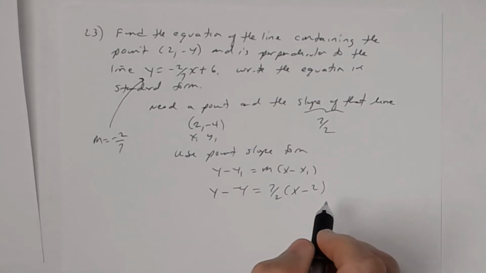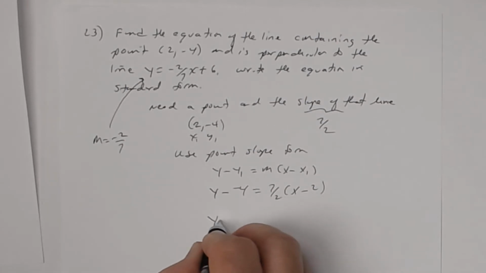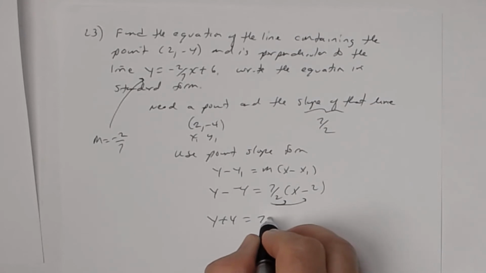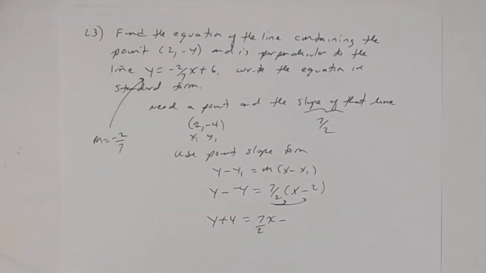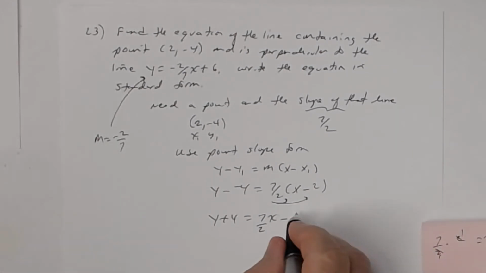x1, which is 2. Before I distribute, let's rewrite this. I know that y subtract negative 4 means y plus 4. And then let's distribute. So 7/2 times x is 7/2 x. And then subtract, because a positive times a negative is a negative. Let's be careful here. When I do 7/2 times 2, notice that the 2's divide out, you get factors of 1. So this is 7 times 1, which is 7. So this is just 7.